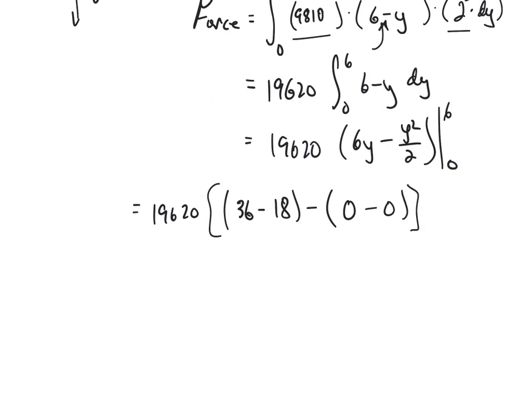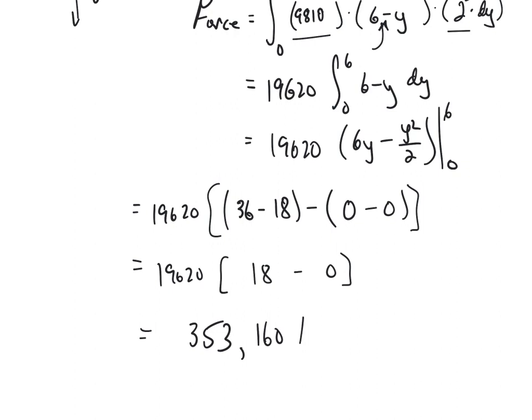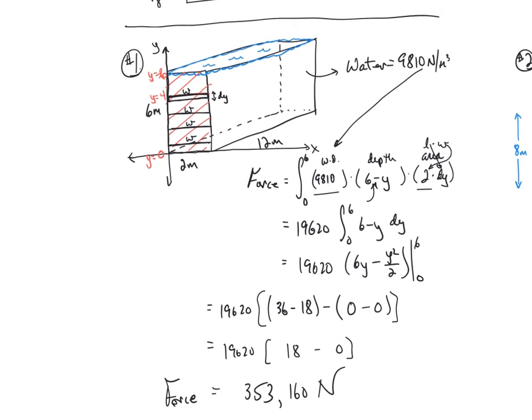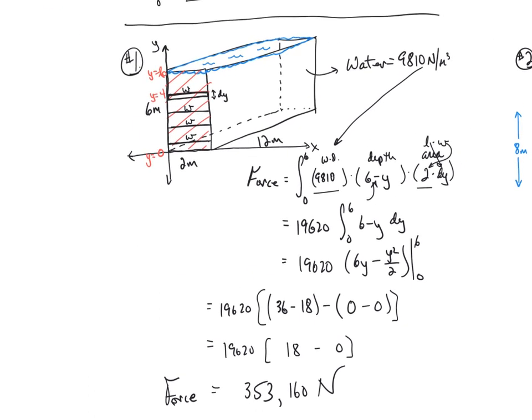And so what we end up with then is 36 minus 18, minus 0 minus 0. When I do that subtraction and multiplication, we end up with a total force of 353,160 newtons of force pressing on that front of the aquarium.